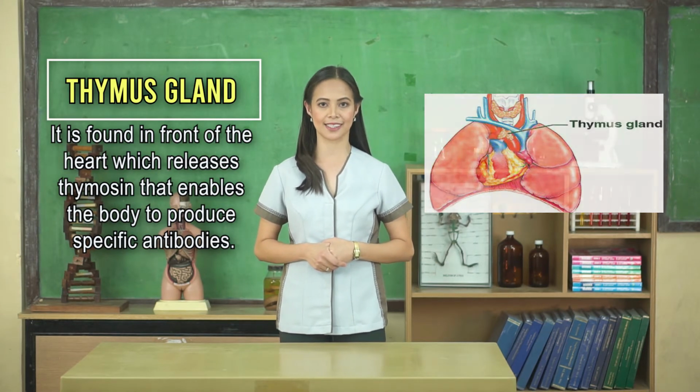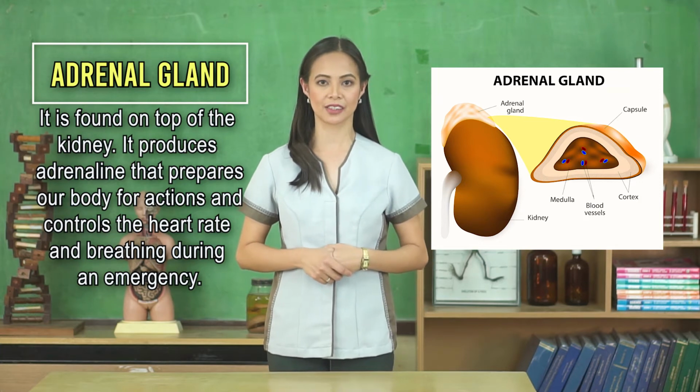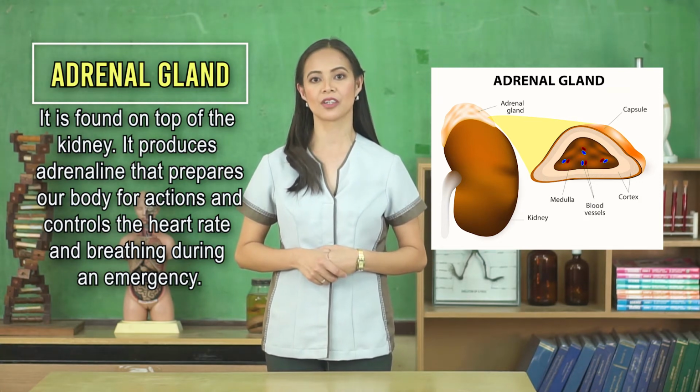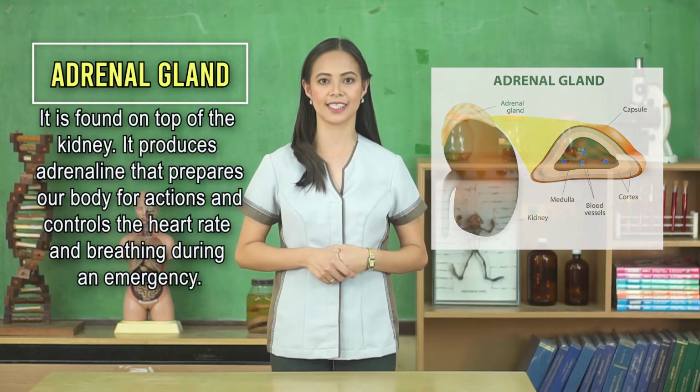How about during emergencies? Are you wondering why we can do extraordinary movements in case of emergency? The adrenal gland, which is found on top of the kidney, produces adrenaline that prepares our body for actions and controls the heart rate and breathing during emergency.